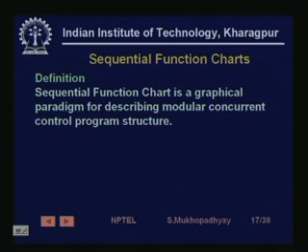So we have a formalism which is standard and which is called sequential function charts. A sequential function chart is actually a graphical paradigm for describing modular concurrent control program structure. Remember that it is basically used to describe structure and not the program itself. It is as if you have organized your program into a number of well-written functions which are modularly arranged. Using the sequential function chart, you are just describing which of these functions will be executed when and under what condition.